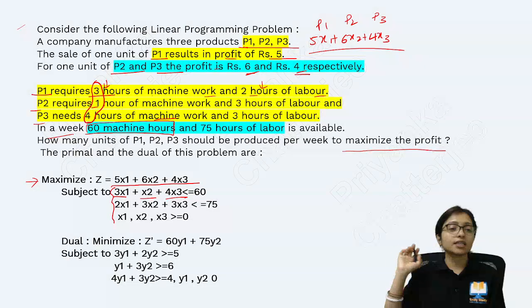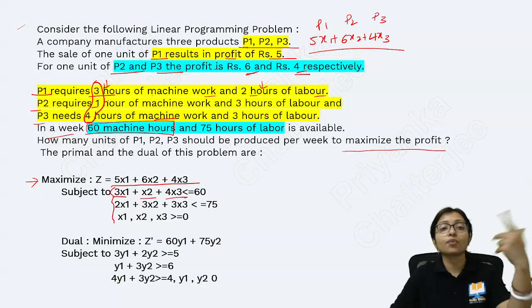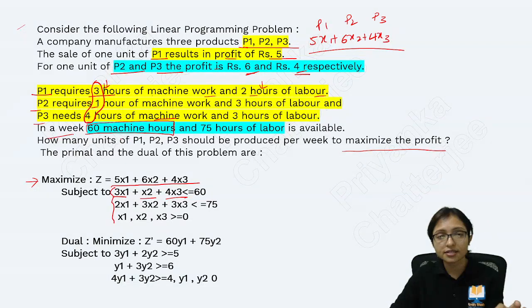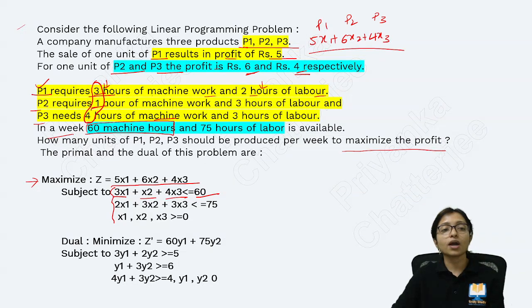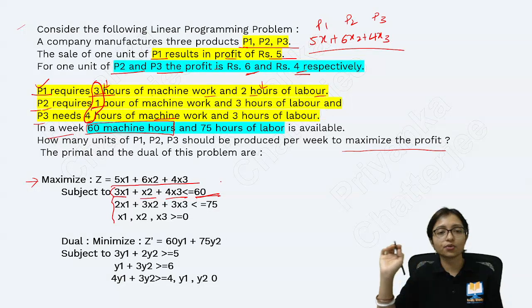So first we did the profit line, then after that we have to check hour wise. This is the next constraint: per week the total is 60 hours, and 3 hours for P1, that's why 3x1, 1 hour for P2, that's why 1x2, and 4 hours for P3, that's why 4x3, less than or equal to 60. That is, you can see.